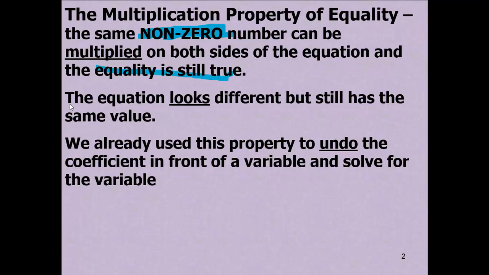Same thing again. If the equation looks different, but it has the same value, we use this to help us solve. We use this in the undo part of the last lesson. Step 4, where we said undo the coefficient by either multiplying or dividing, that was this property. Okay, so we've already used it. We're just calling it by its correct name.